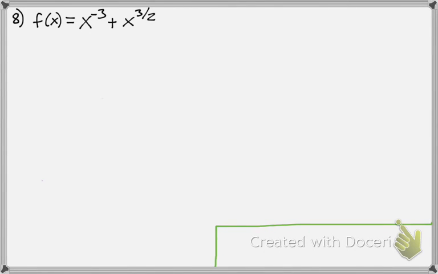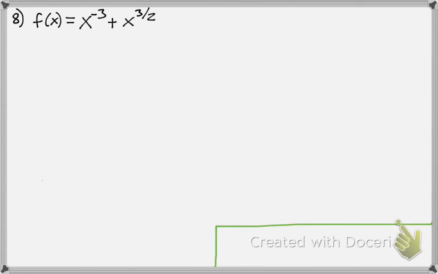Number 8 says find the most general antiderivative of the function. So you don't see the integral symbol. They're just asking for the antiderivative. The process is exactly the same. So again, sometimes they say antiderivative, sometimes they say integral. They may not have the integral symbol, but then they should say find the antiderivative.